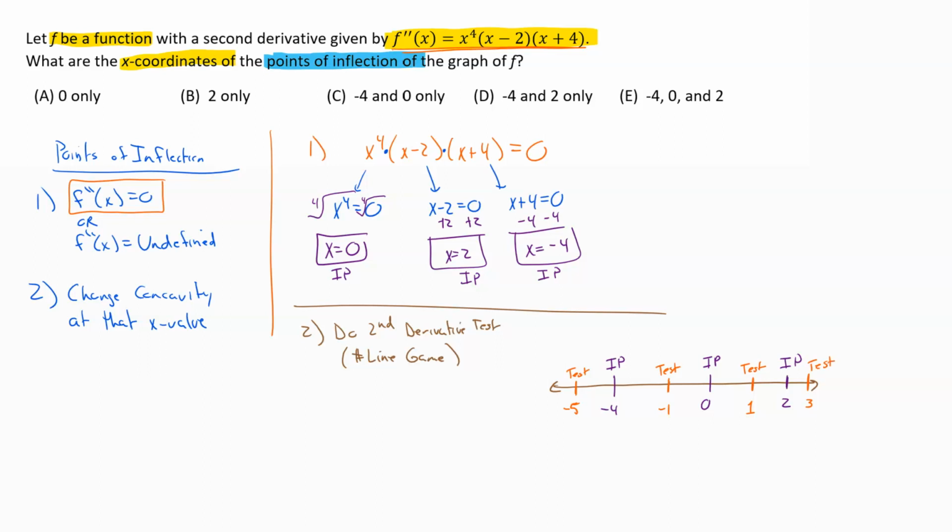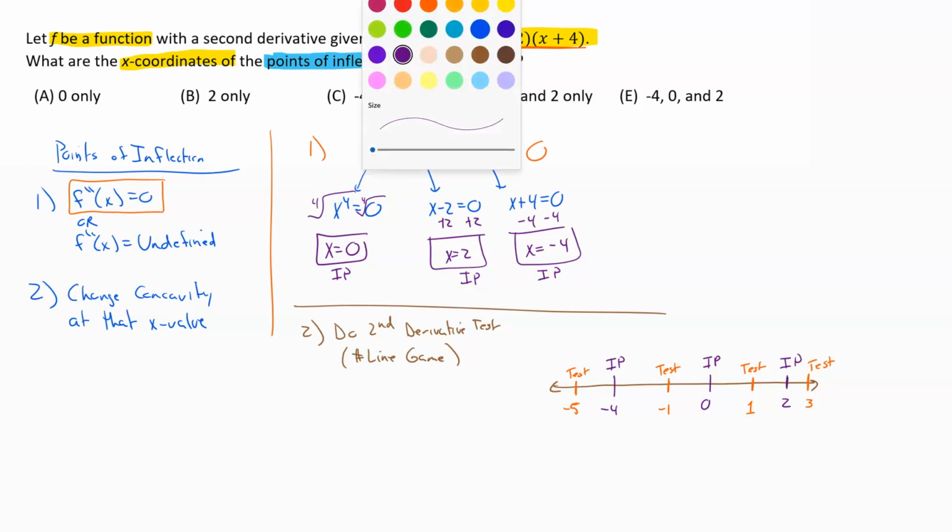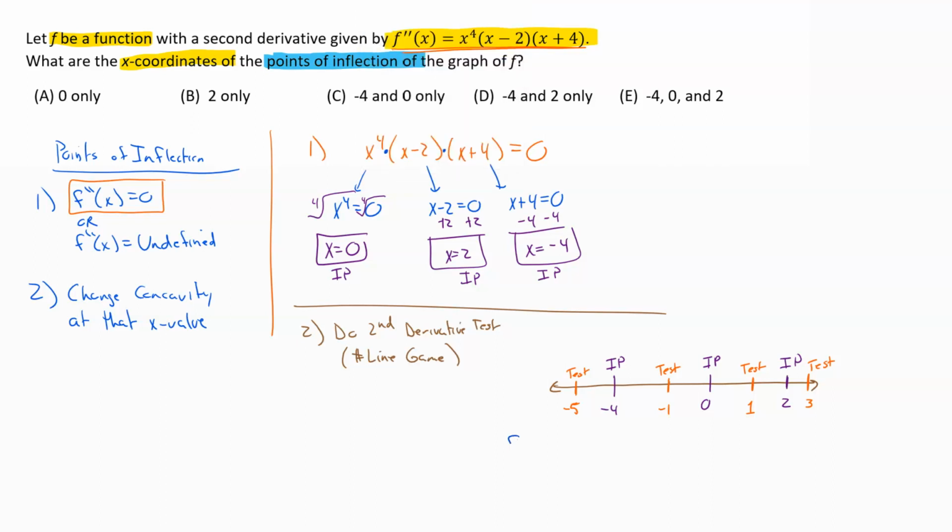So this is a second derivative test, so we need to test all of these values in the second derivative. We need to go find what f double prime of negative 5 equals. We need to know what f double prime of negative 1 equals. We need to know f double prime of 1, and then we need to know f double prime of 3. Remember that when we're doing this, we don't need to know the full number. We just really need to know, is this thing going to be positive or negative?